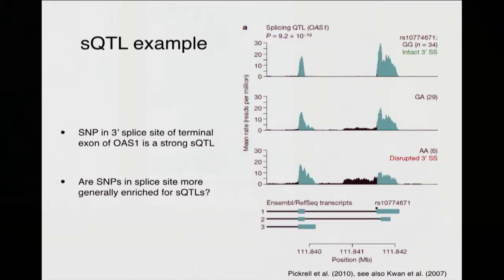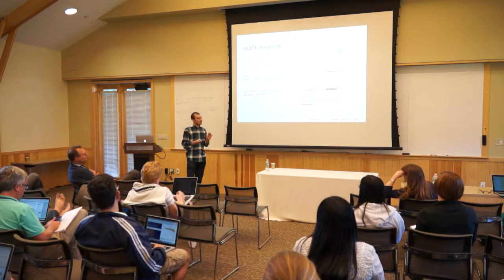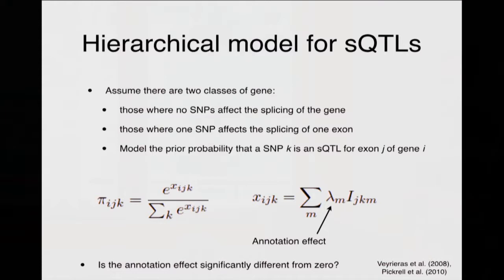The reason you might imagine it's not generally the case is that SNPs in splice sites are generally deleterious if they're doing this. So if we're looking at 75 random individuals in the population, maybe the things that are at high enough frequency actually don't influence splicing. That's the reason we took a look at this question. We're going to use the same sort of hierarchical model. We assume there are two classes of genes: those where there are no SNPs that affect the splicing of the gene, and those where one SNP affects the splicing of exactly one exon. The reason we build in these more restrictive assumptions is just so we can be more exact about what our parameters are measuring.